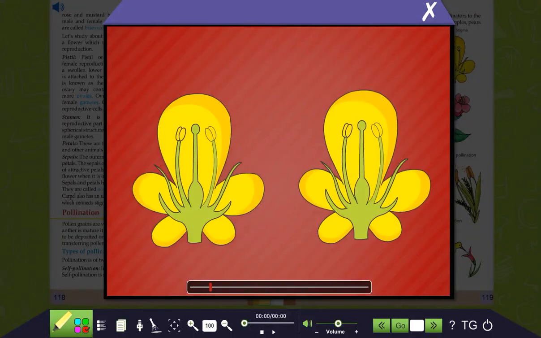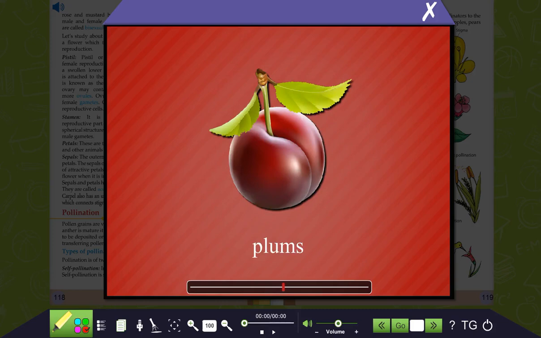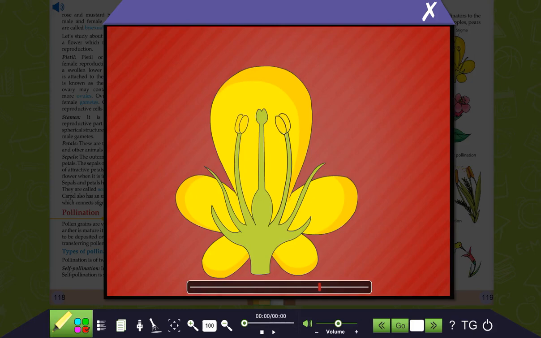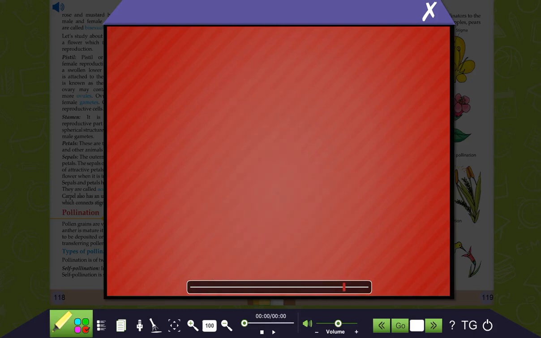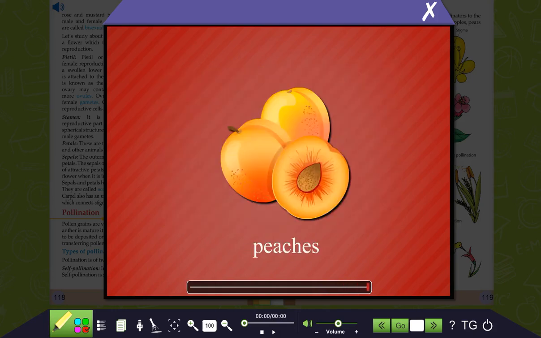Cross-pollination. In cross-pollination, pollen grains are delivered by pollinators to the stigma of a different flower or a different flower on the same plant. Apples, pears, and plums show cross-pollination. Self-pollination. In self-pollination, pollen grains fall on the stigma of the same flower. Self-pollination is seen in soya beans and peaches.